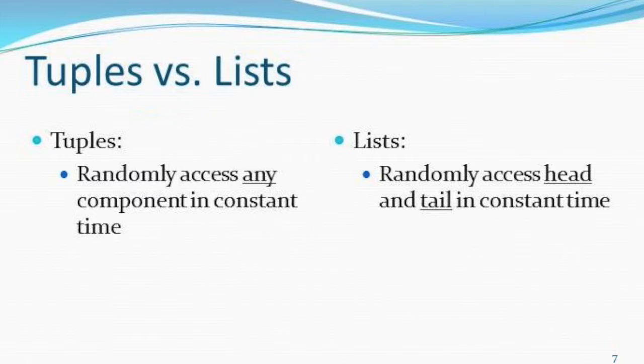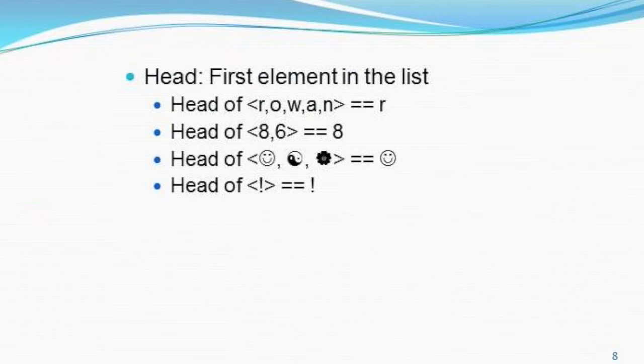So of course now you're asking me what's a head and what's a tail. If you're familiar with Scheme or Lisp or a language like that, you've probably heard of head and tail before. For those of you who are not, the head is just the first element in the list. So if we have the list R, comma, O, comma, W, comma, A, comma, N, the head is R. The head of this list here is 8. The head of this list here is the smiley face. The head of this list that only has one element with an exclamation point is just that exclamation point.